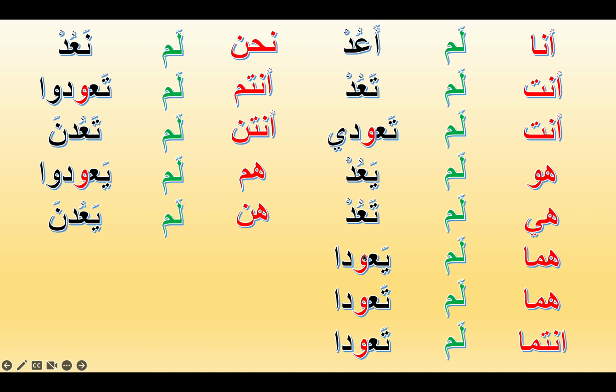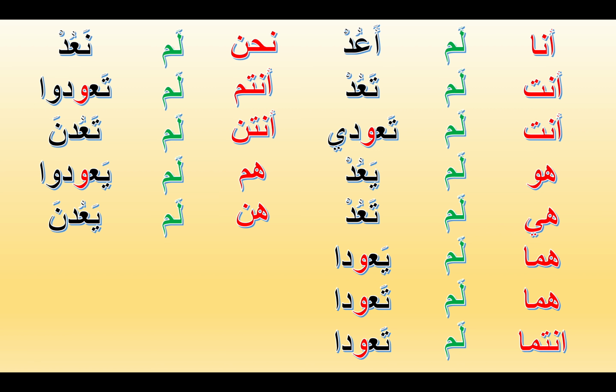Now, for the humma, it's the same. The humma and the antumma normally end with a nun. But in lam, in the jussive, we cut off all the nuns. They are removed. But the waw stays. So, humma lem ya'uda. Antumma lem ta'uda. Okay, so the nuns have been removed. In the jussive, the nuns are removed. نحن لم نعود. The waw has been removed and replaced by a dhamma.